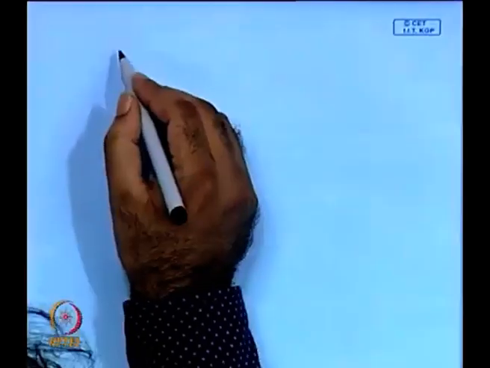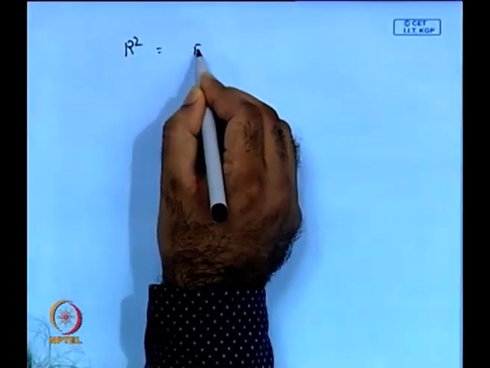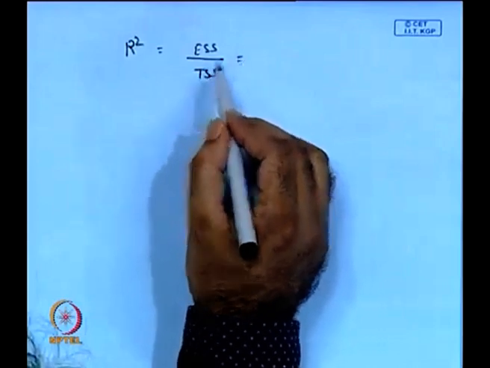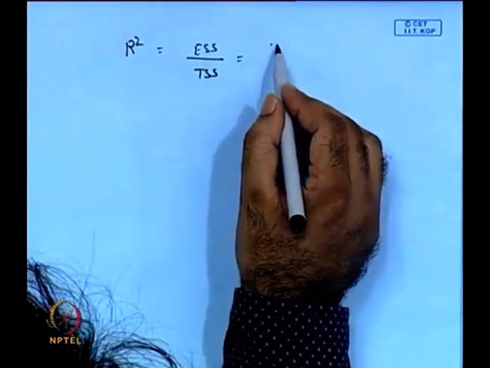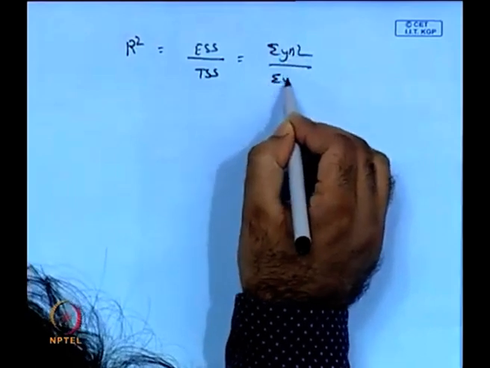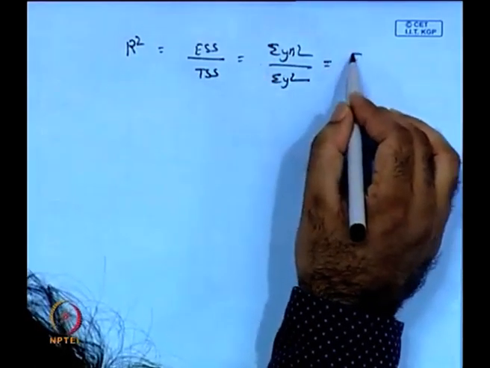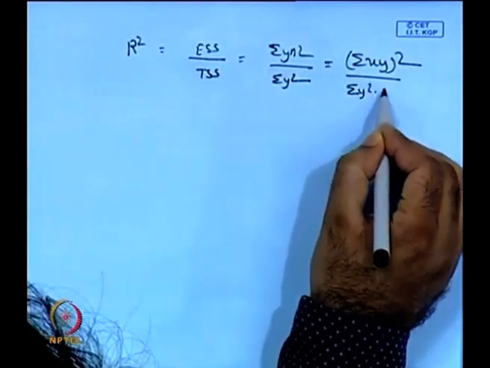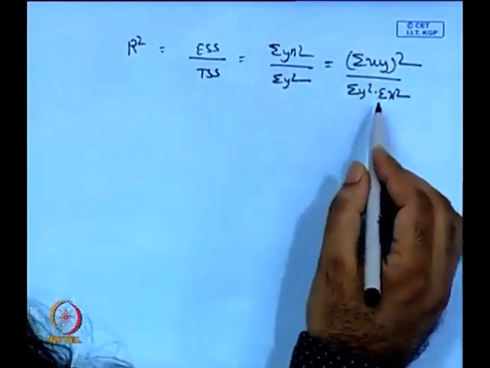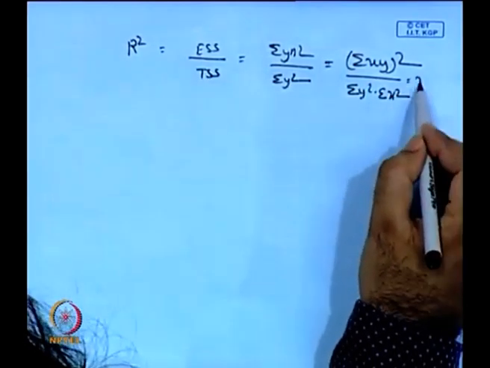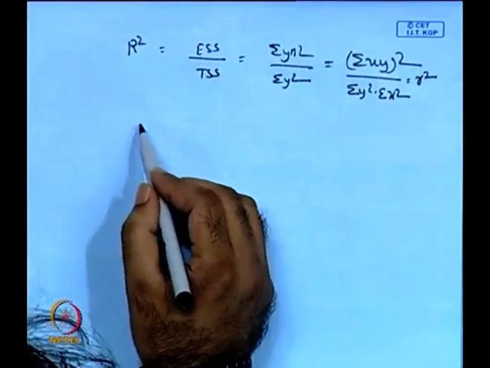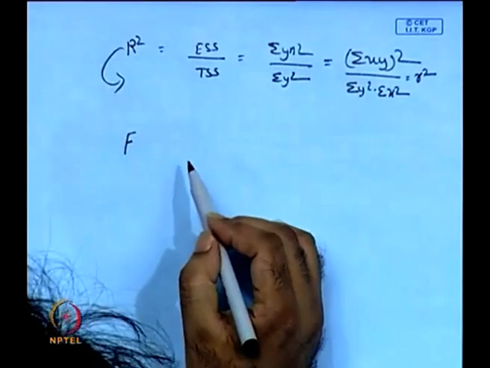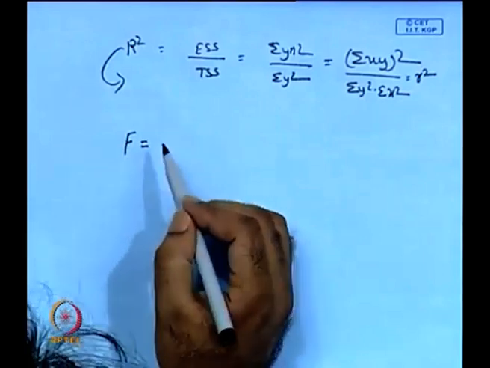That means we look for two things. First is R square, which is explained sum of squares by total sum of squares, that is summation y hat square divided by summation y square. If we simplify, the entire structure becomes summation xy whole square by summation y square into summation x square. So this is R square, the correlation coefficient. Then, corresponding to R, we want to know whether this component is statistically significant, so we use the F statistic.